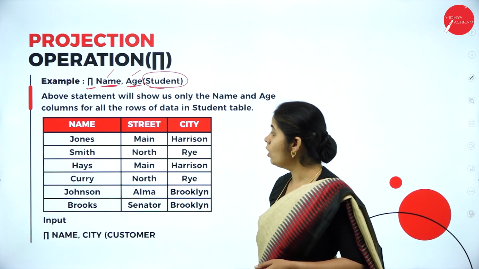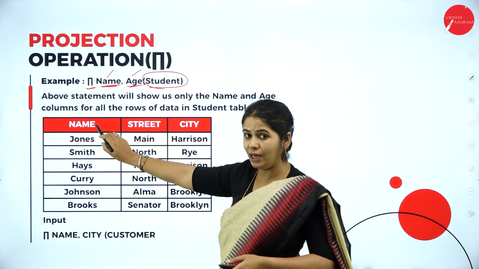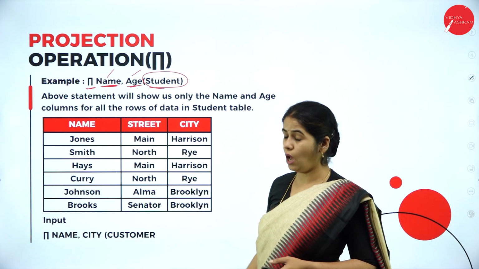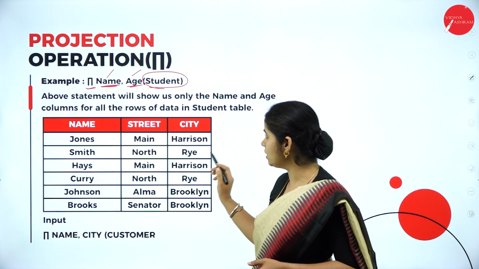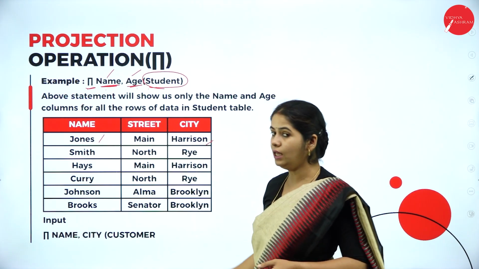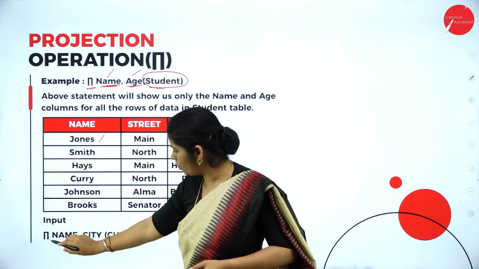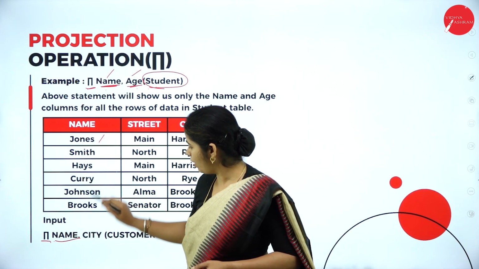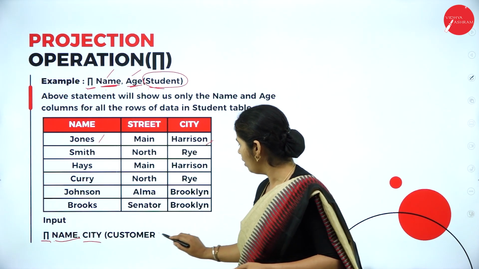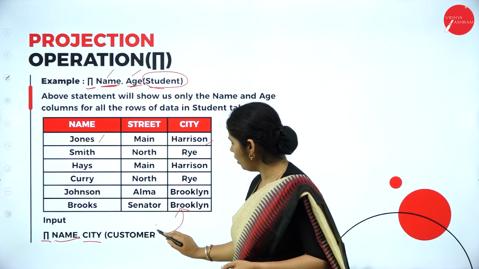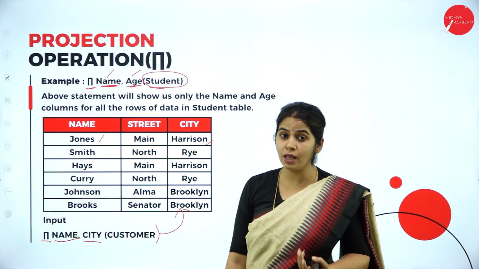Here we have one more example. How many columns are there? Name, street, and then city. Out of these three columns, I want only the name and the city of the customer. That is what they are doing. The input is what? Project name and city, from the table customer. Okay, this is the project operation. What should be the output?